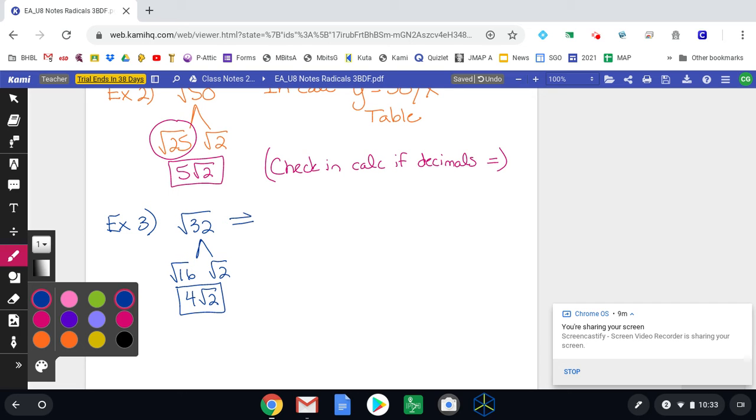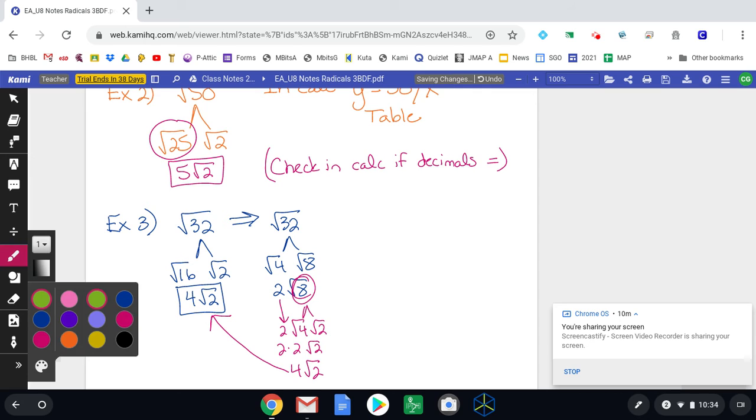Now, if you happen to do that problem and thought, hey, this is actually 4 times 8, you're right. It's absolutely 4 times 8. But now I have 2 radical 8, but radical 8 still has a radical 4 times a radical 2 in it. So now this is 2 times 2 radical 2, which also gives me 4 radical 2. Notice I get the same exact answer. It just took me another step to do it.